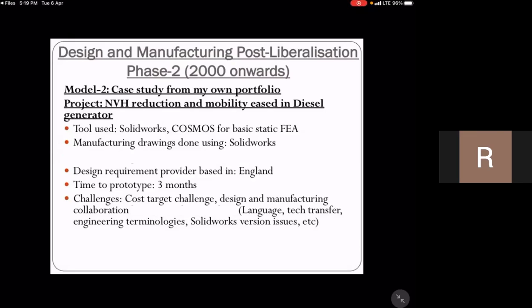Mainly when we move from design in India to manufacturing in China, the challenges which I have been facing for the past nearly 10, 15 years were the language, the engineering terminologies, particularly.